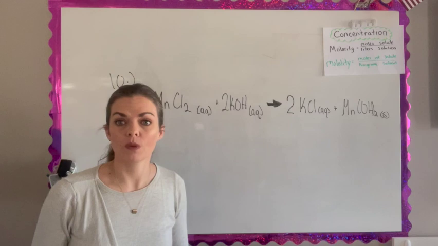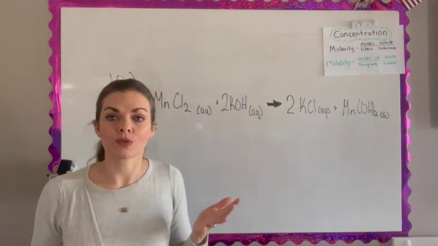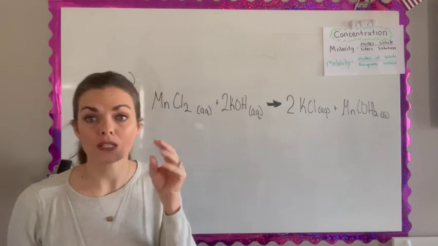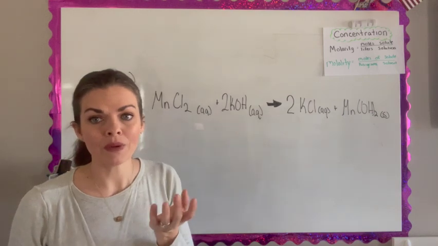Did a precipitate form? And if so, what was the precipitate? So to answer this, we need to know, what is a precipitate? Well, a precipitate is when you see a solid falling out of the solution, basically collecting on the bottom of the vessel.